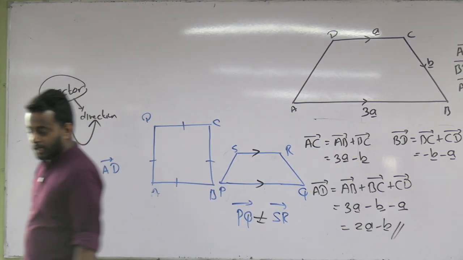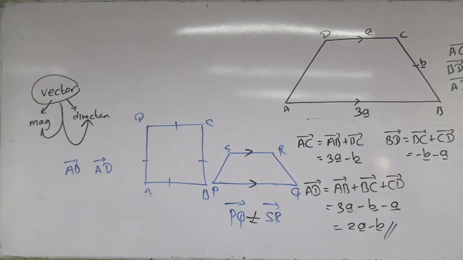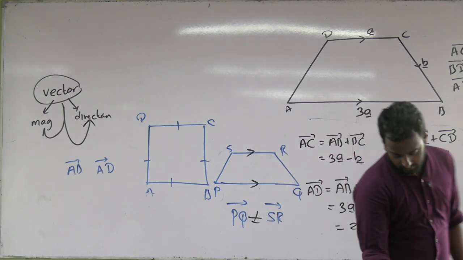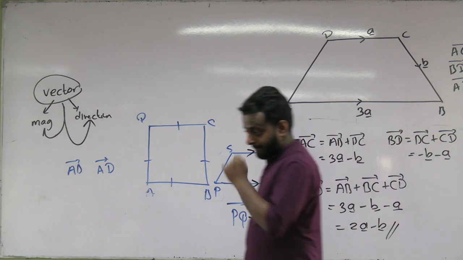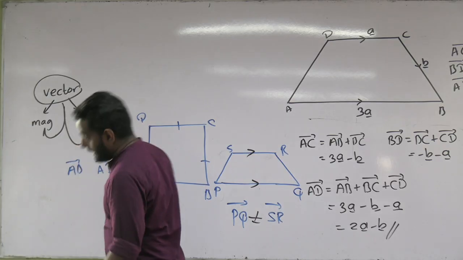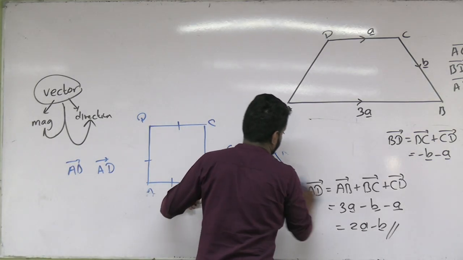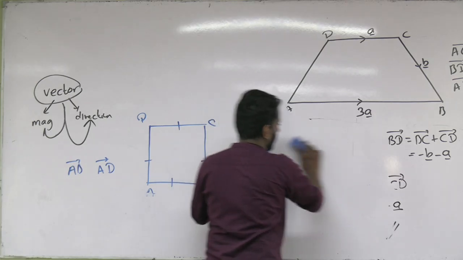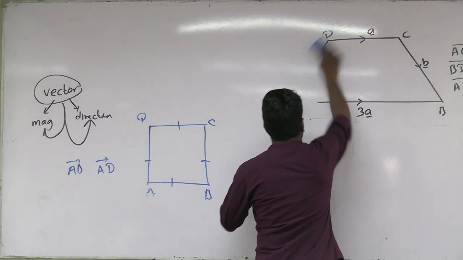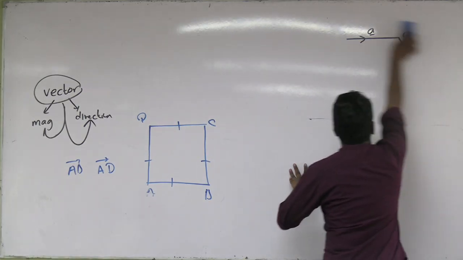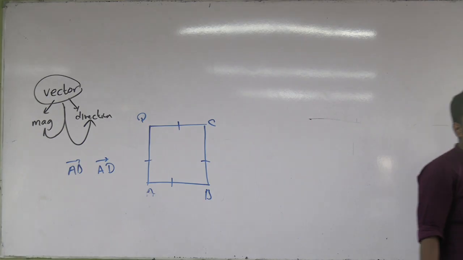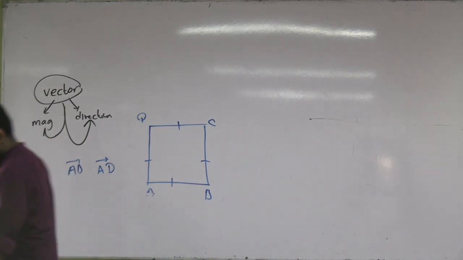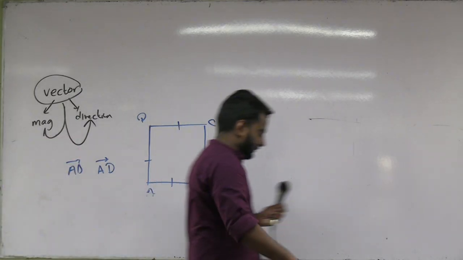Right, we'll write like this. Topic: equal vectors. If two vectors have equal magnitudes and equal directions, then the two vectors can be considered as equal.